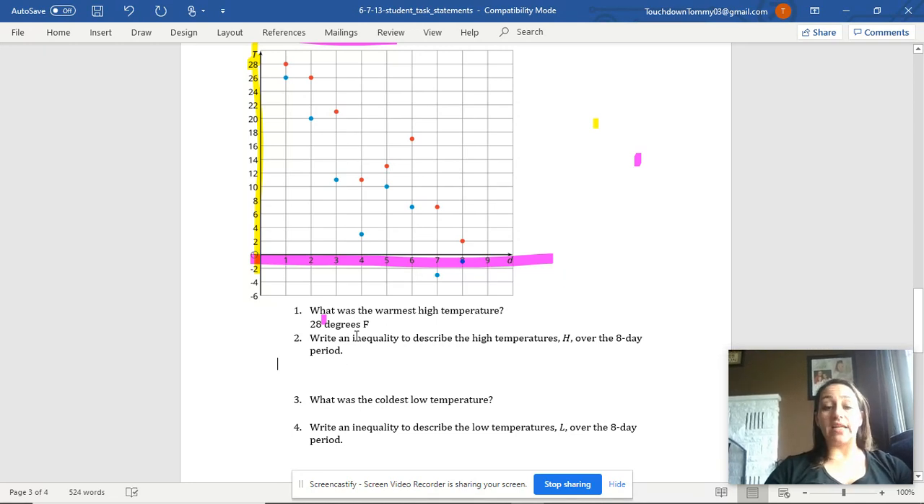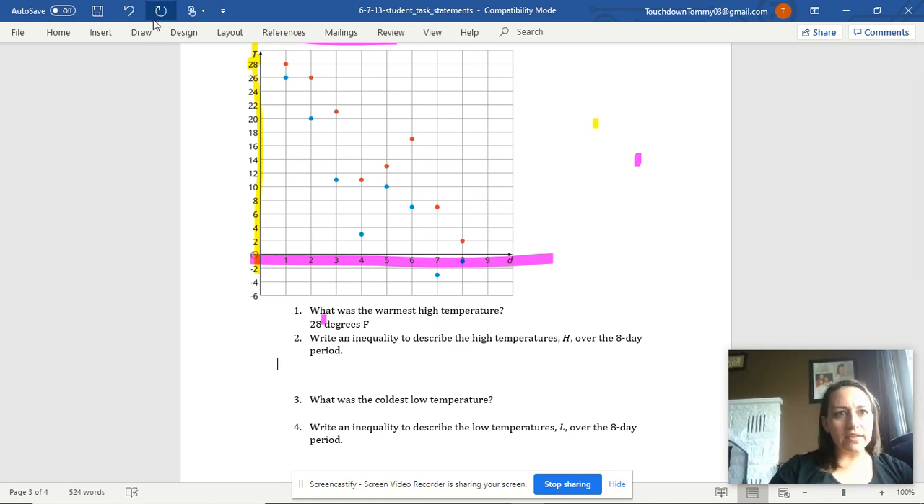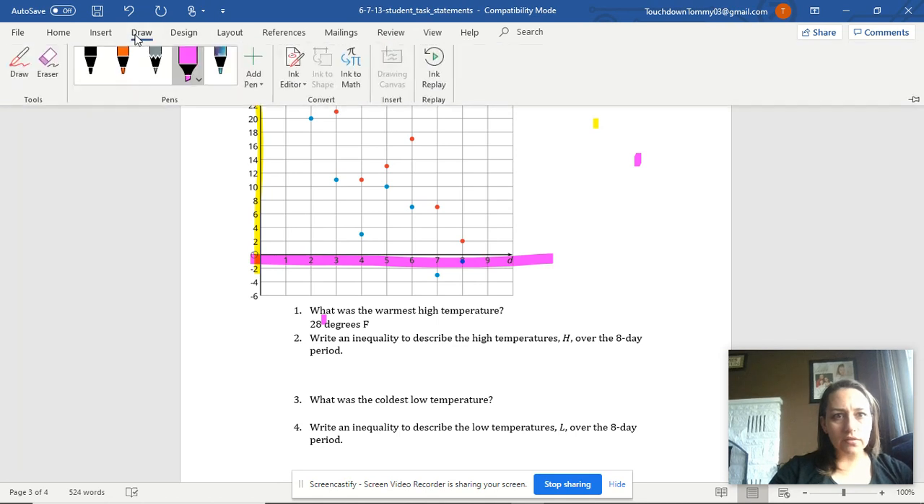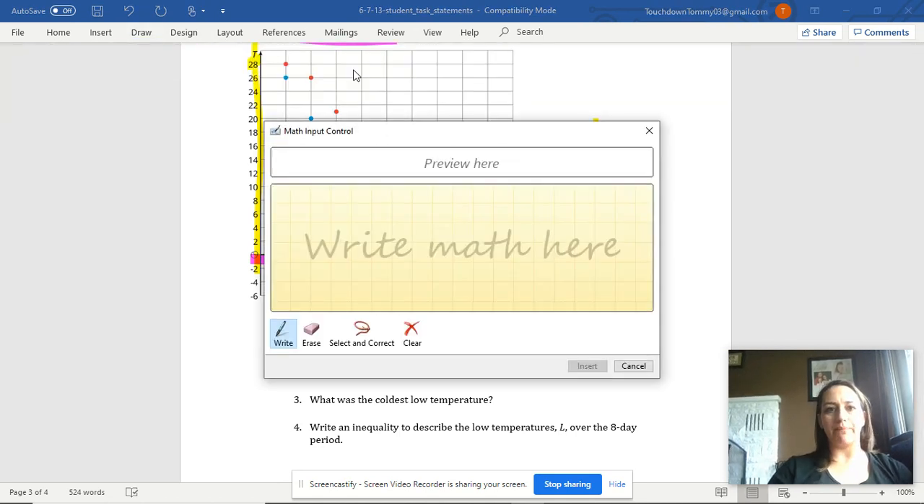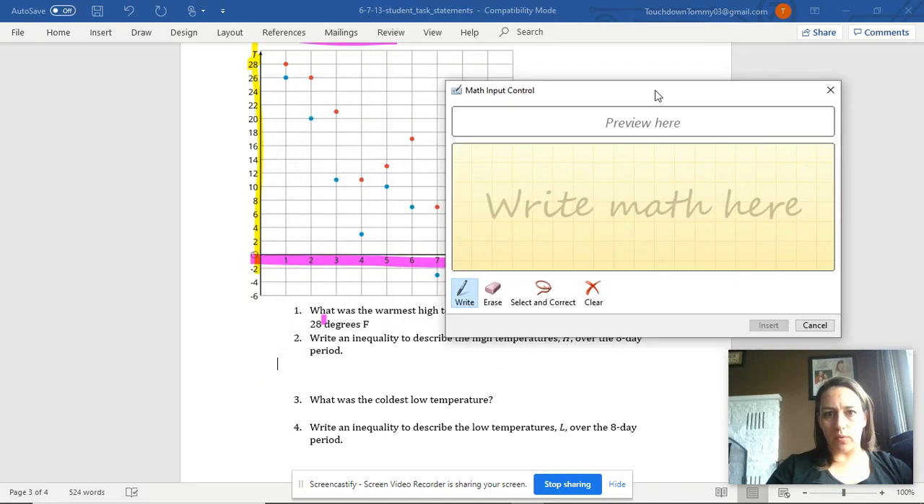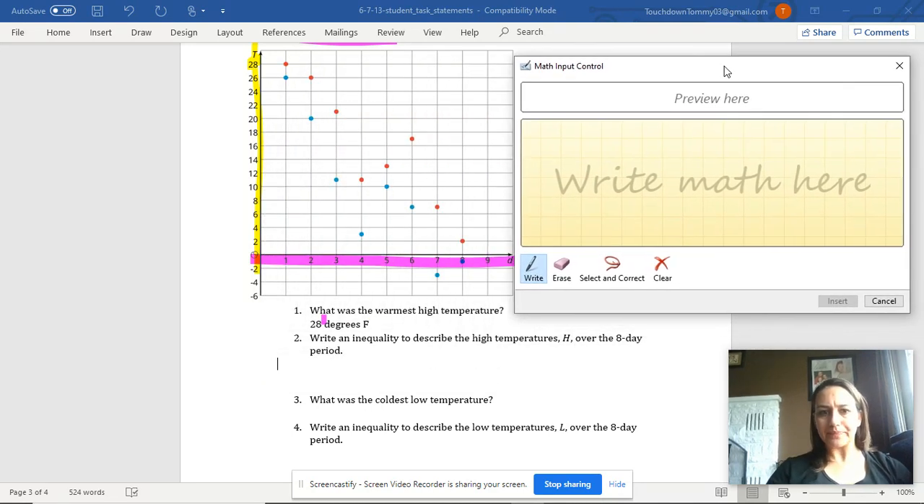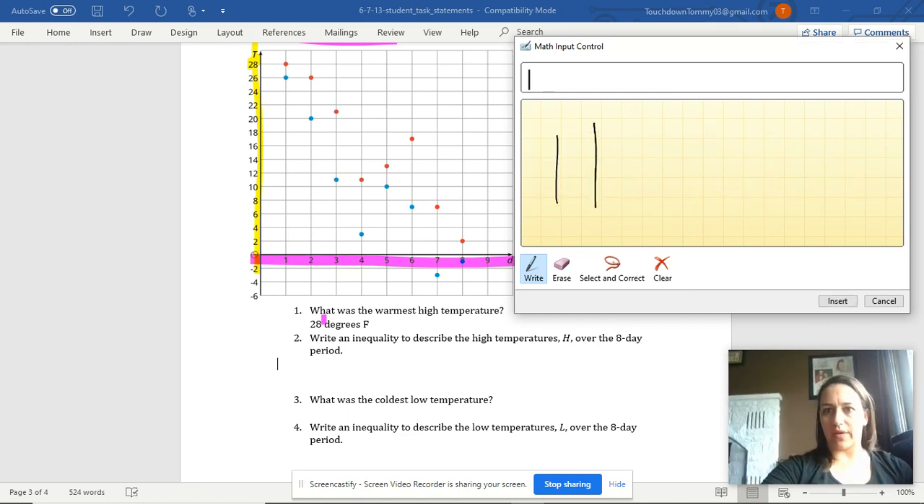Now we're asked to write an inequality, those mouth symbol things, to describe the high temperature H over the 8-day period. All right, this sounds tricky. It really doesn't have to be, though. Luckily, I've got this nifty little ink to math thing where it actually reads my handwriting. Okay, so I want to be able to see the question and my graph. So an inequality with H. So instead of using an X, we're going to use an H. So I'm going to start by writing an H there.